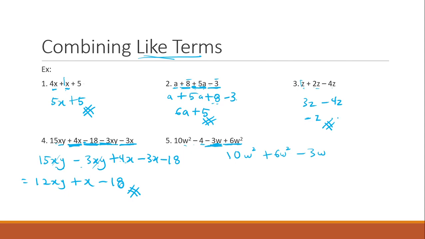In front of 4 is also minus, so that would mean minus 4. So then 10 plus 6 would mean 16w squared minus 3w minus 4. So that is the answer.